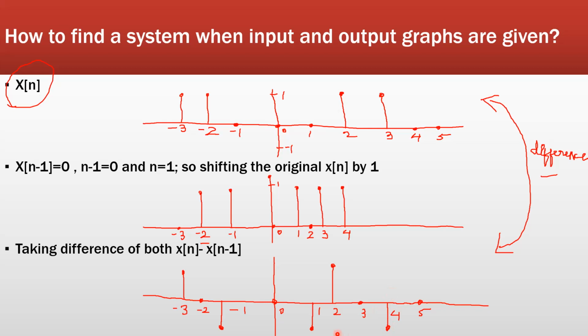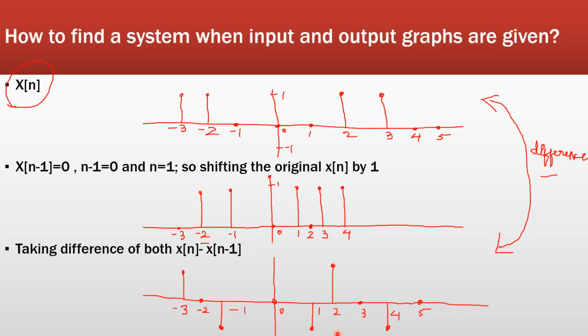We have seen how we can find the system when input and output graphs are given. We just shifted it one time, and then by taking the difference we have easily identified the system, that is y of n equals x of n minus x of n minus 1, that is, current value minus the previous value.